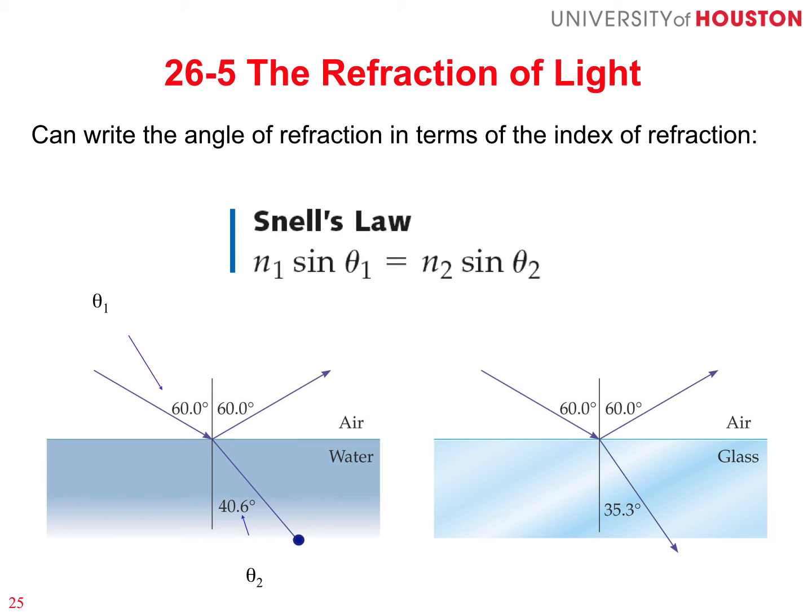We can see in this example that the higher the index of refraction of the second medium, N2, the more light will bend. In this example, glass has a higher index of refraction compared to water, and we can see that the light is bent more because the angle with respect to the normal is smaller. If light wasn't bent at all, then that angle would be 60 degrees.